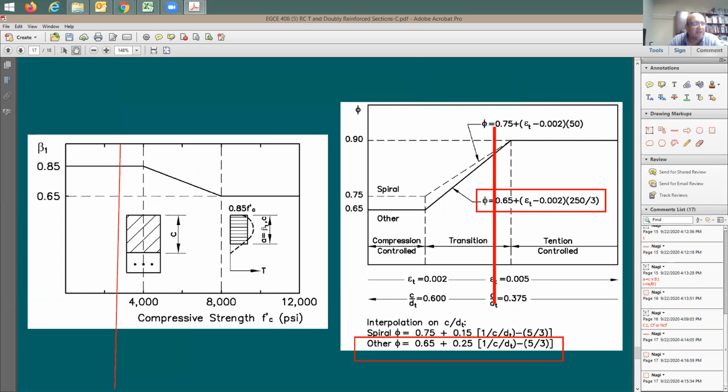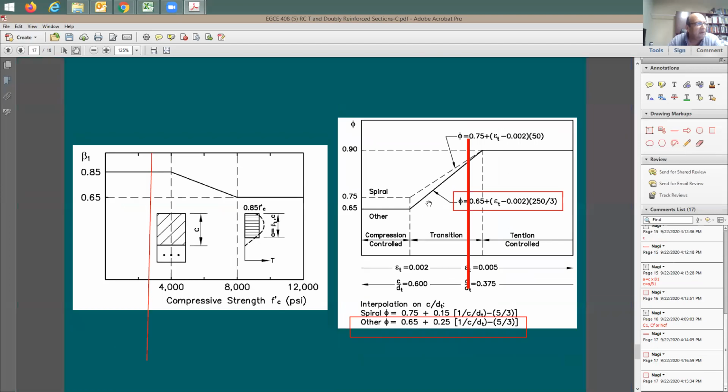What is a spiral curve? The spiral curve is going to be this curve. You see the spiral? When you have a round column, it says here spiral. Here it says other. You see this other? It's going to be for this curve. Thank you. We're not handling any spiral columns here, so I'm going to say let's use other, the solid line.